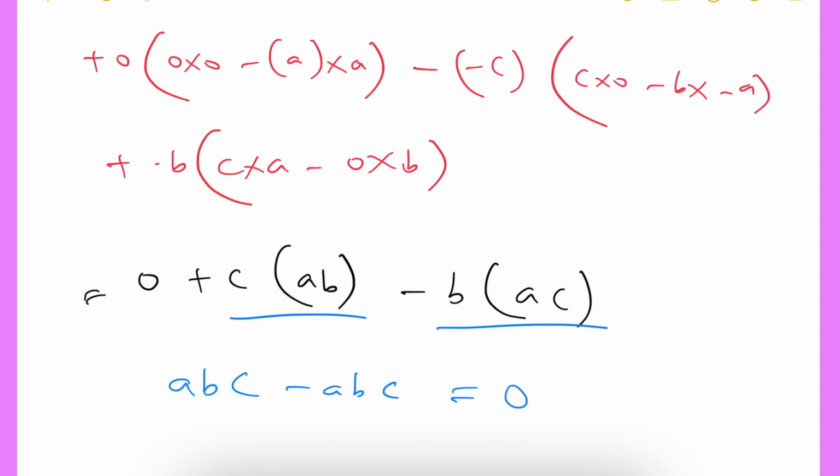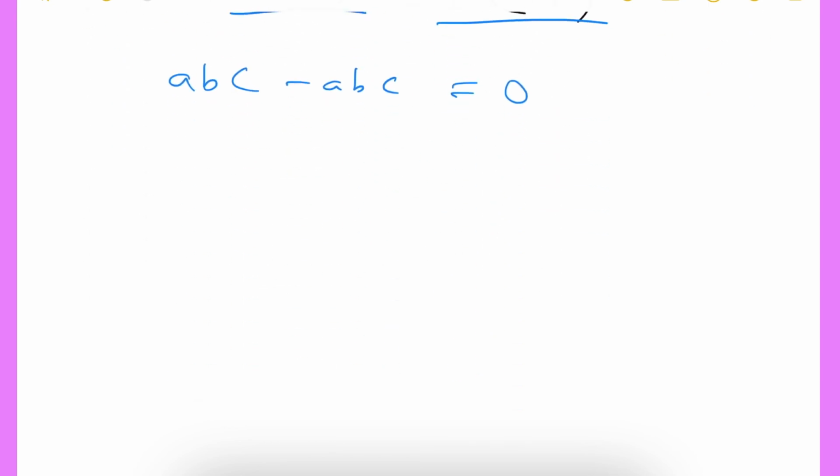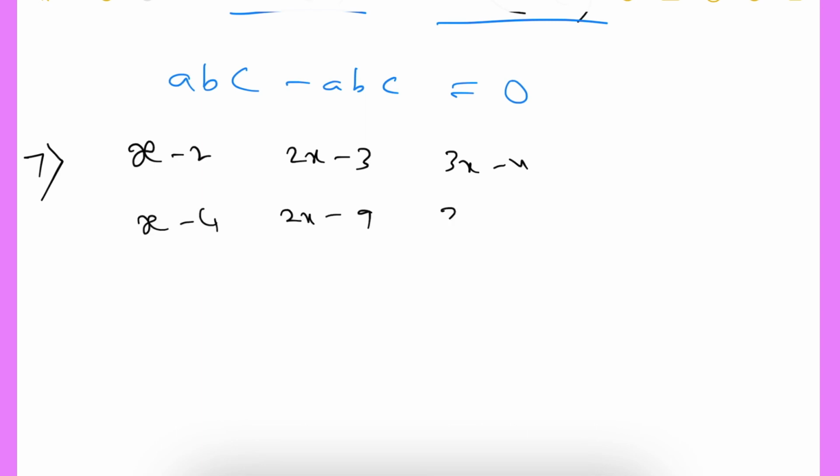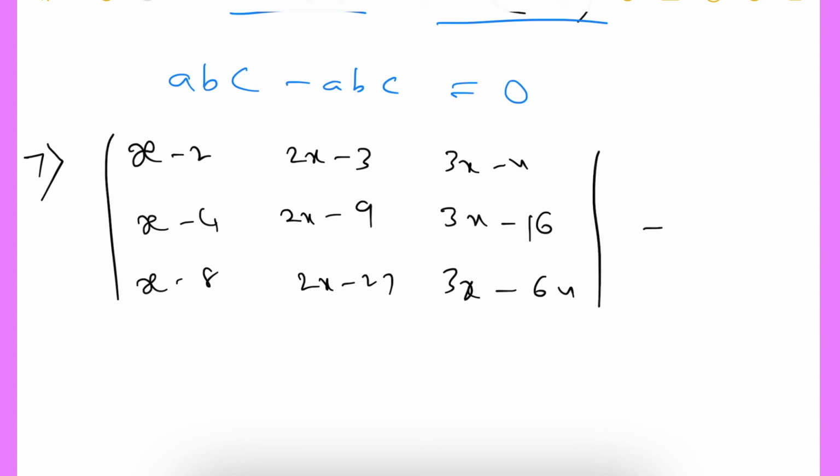Next one, the 7th solved problem. This is the last problem in the solved problems. Solved problem 7. Find the value of x if the determinant with rows x minus 2, 2x minus 3, 3x minus 4; x minus 4, 2x minus 9, 3x minus 16; x minus 8, 2x minus 27, 3x minus 64 is equal to 0.